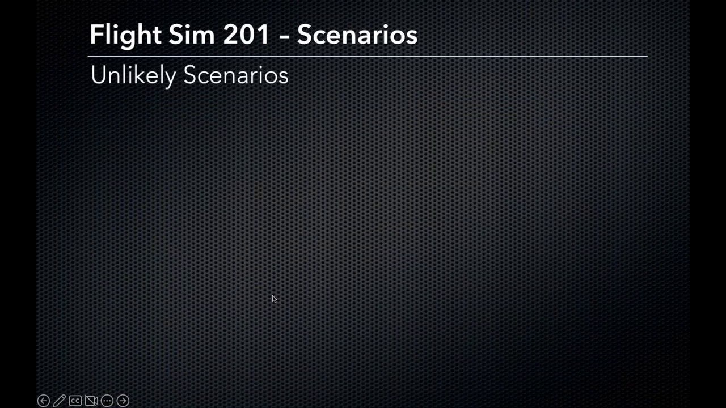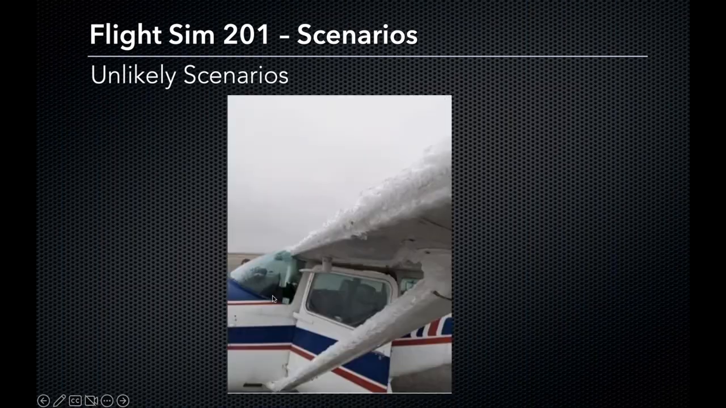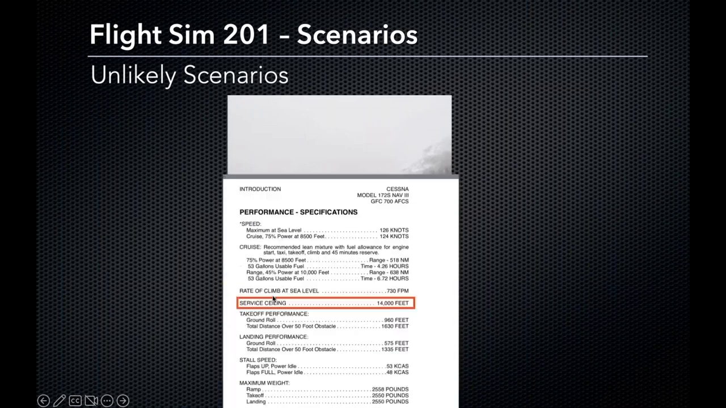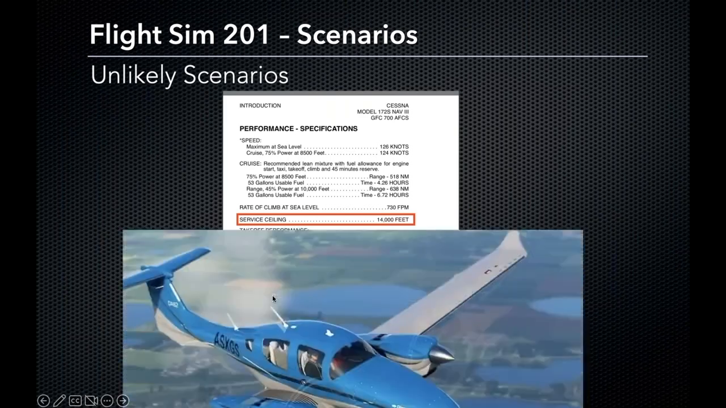Let's talk about a couple quick unlikely scenarios, and I apologize, I am running a bit over time, but there's a lot to cover here. Unlikely scenarios: ice on wing. We can go ahead and fly that and see how our aerodynamics degrade in that situation, and also we gain a lot of weight. We can test our service ceiling. Take a 172 up to 14,000 feet and see how it operates. How's the mixture working at that altitude? Full power, what can I get?